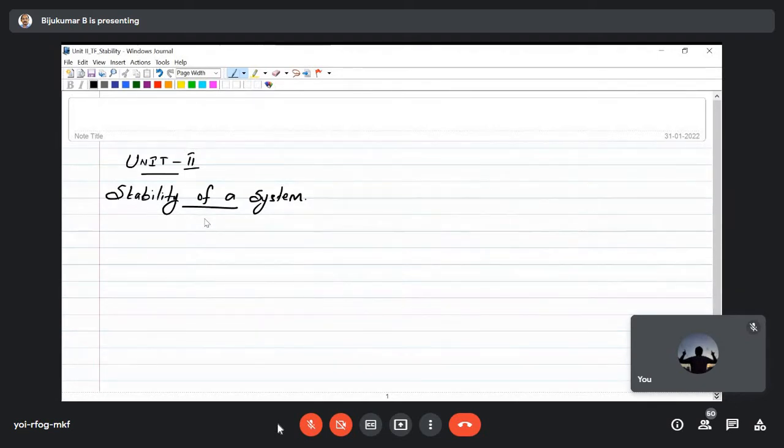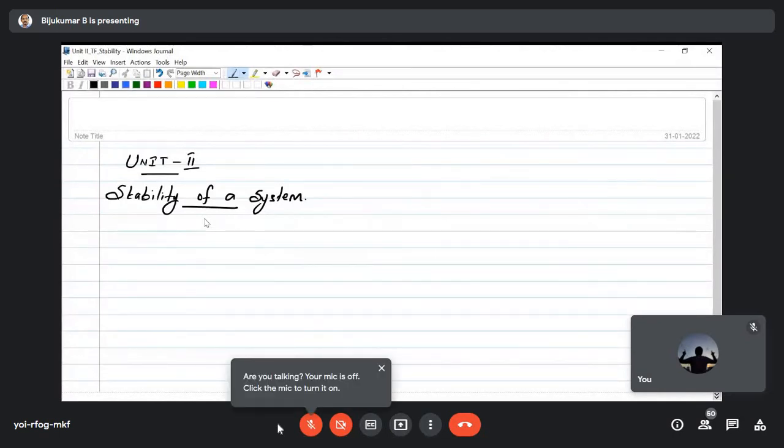Then we have seen signal flow graph. If you have a complicated system, that particular block diagram can be converted into signal flow graph form. So using Mason's rule, we can reduce that system to a single transfer function. So these are the things we have seen.